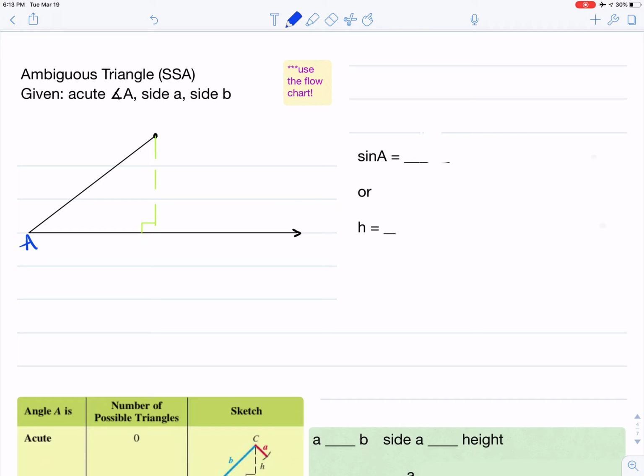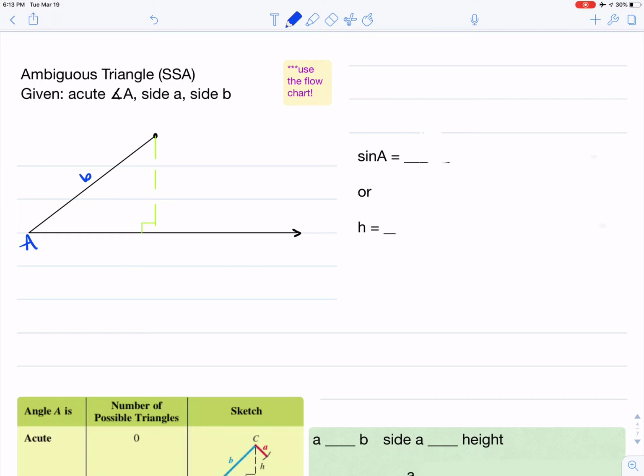That green dashed line represents how high the triangle is. So it's the height of the triangle. But I know that side A is somewhere opposite angle A. So it could be here, it could be here, it could be over here or over here. There's all kinds of places that side A could be. I just don't exactly know where it is, so I haven't drawn it yet. The last side that I know is side B, so this one is going to be side B.